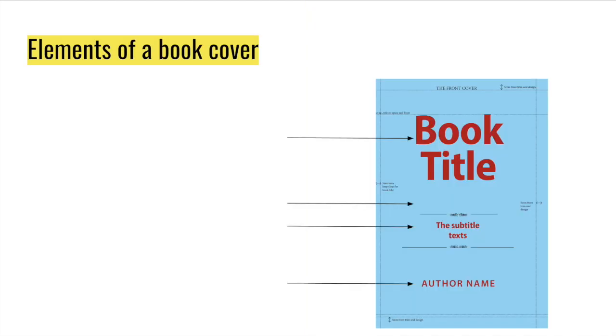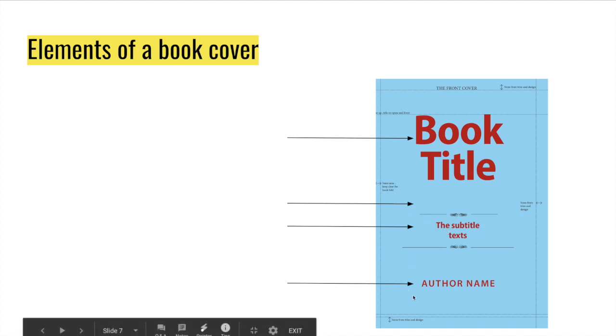The first thing that I wanted to explain before we start designing is what elements are a part of a book cover. So obviously we have the book's title, we have a background, in this case it's just a light blue, we have a subtitle, and we also have the author's name.